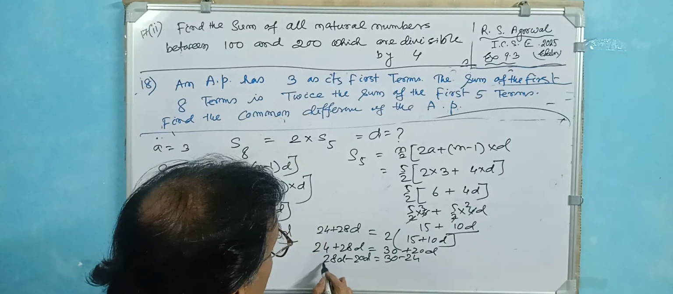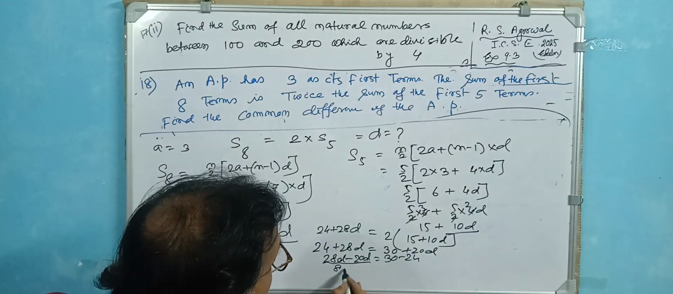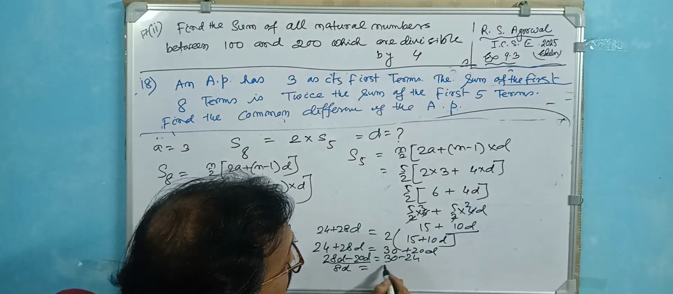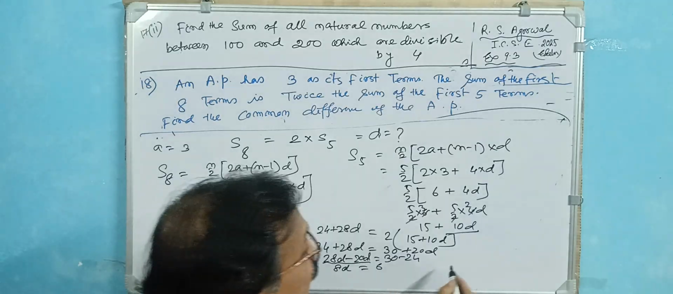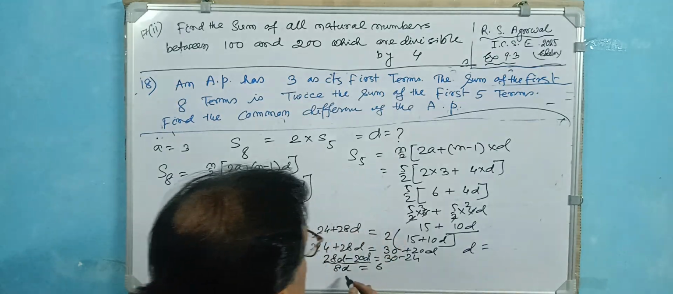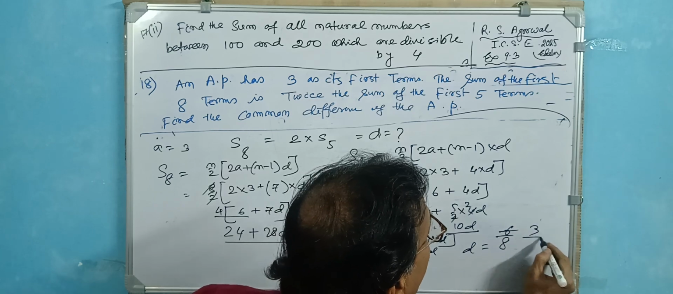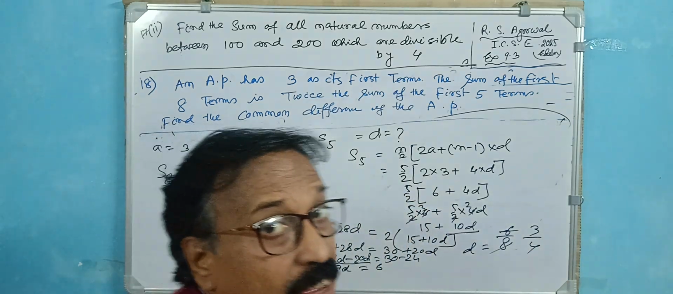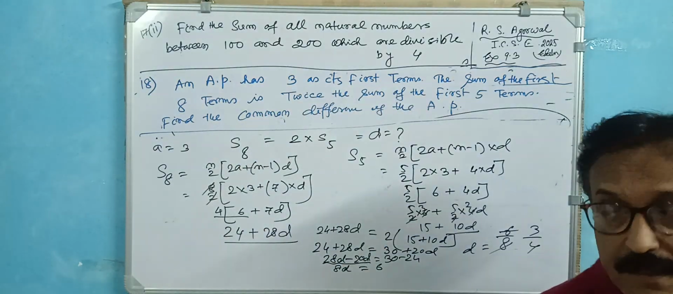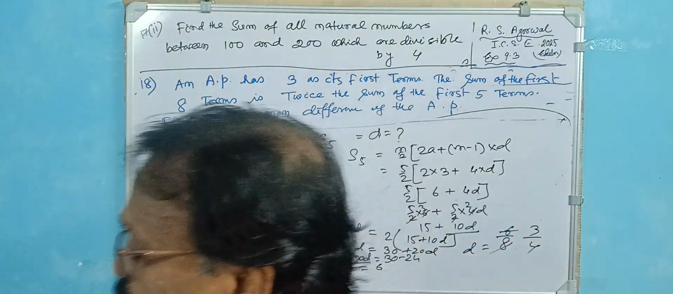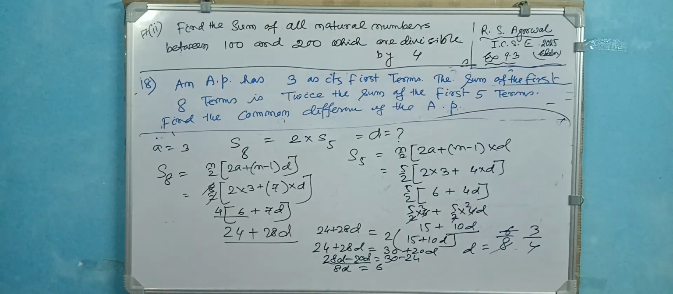So here 28 minus 20, that is actually 8D. 8D is equal to 30 minus 24, that is 6. So what is the value of D? D is equal to 6 by 8. Divide by 2, 3 by 4. What is the value of D? D is 3 by 4.